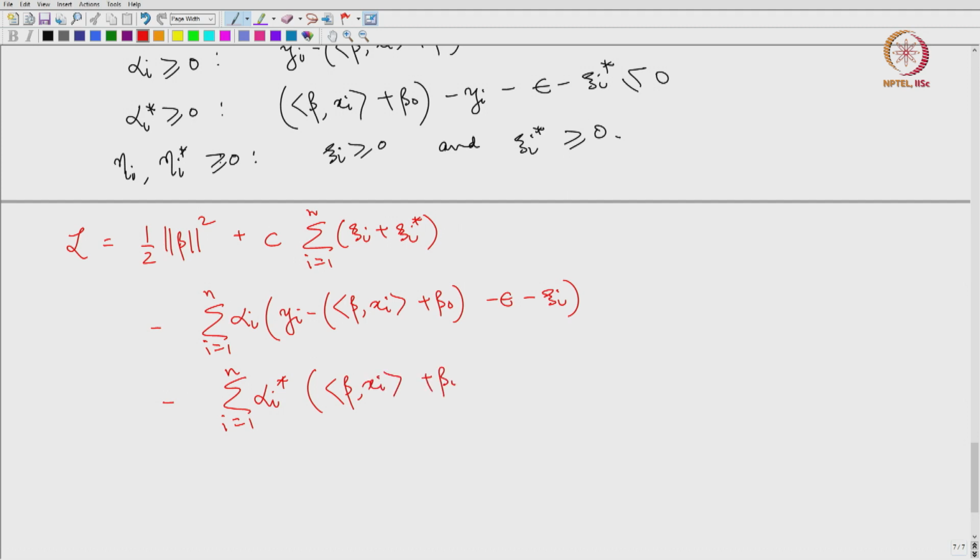So this is the error made in predicting the data point from the lower side. Okay. And finally, the constraints on the slack variables themselves need to be added here.